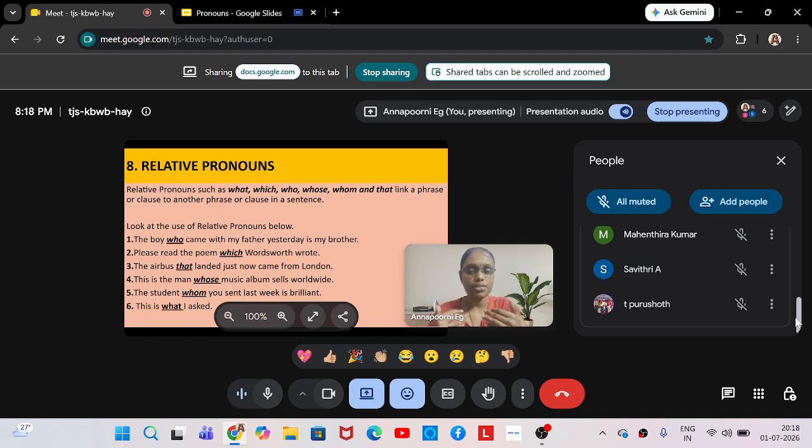Whereas in the first sentence we used who because it is about my brother. So it's about a person, a human being. So the boy who came with my father. The boy is a person, it is a human being. That is why we used the word who. Okay. Next one. Mahendra, you can read the third one.